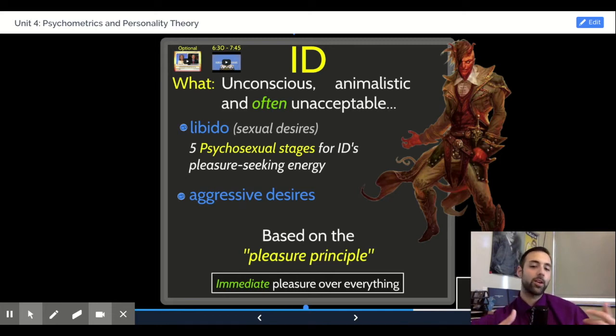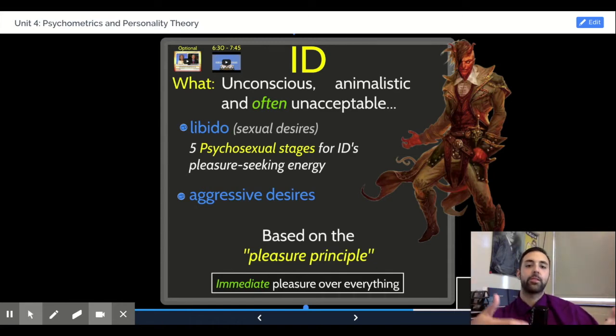At the end of the day, the id is always telling you to seek pleasure over everything, what we call the pleasure principle. Don't worry about the consequences. Don't worry about the punishments. If you want to knock that person out and take their wallet so you can go spend their money and enjoy something right now, do it.